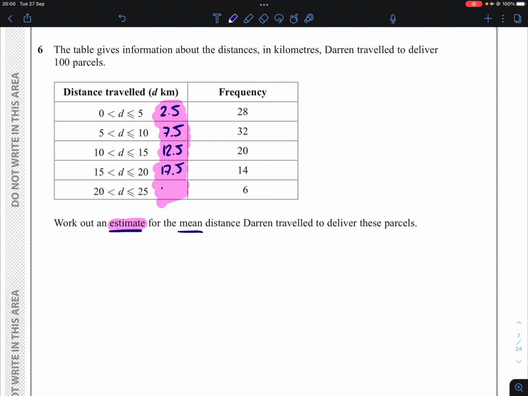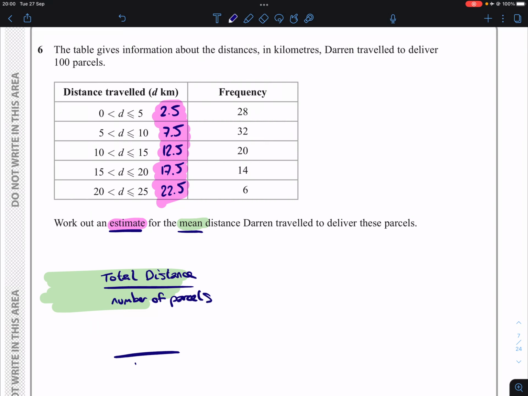So the first mark here is to write out all your distances. We are trying to find the mean, which means we are looking for the total distance, all of the distances added together, and then we're going to divide by how many parcels we have, which you can get from the question straight away: it's going to be over 100. You can also get that 100 by adding up all the frequencies.